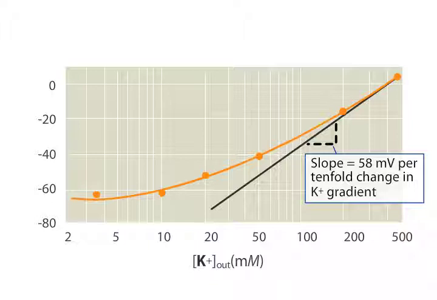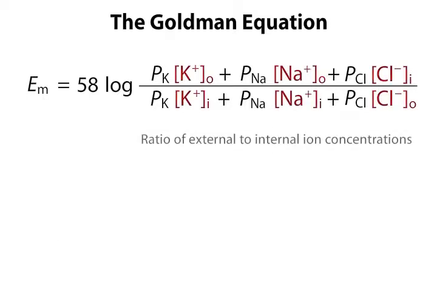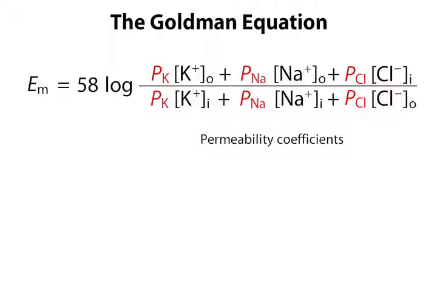The equation that allows us to do this is the Goldman equation. The membrane potential, EM, is calculated based on the concentrations and relative permeabilities of all classes of ions that cross the membrane. Like the Nernst equation, the Goldman equation reflects the ratio of external to internal concentrations for each permeant ion, sodium, potassium, and chloride. It also includes their permeability coefficients, PNa, PK, and PCl. These terms reflect the intrinsic ability of each ion to cross the cell membrane.